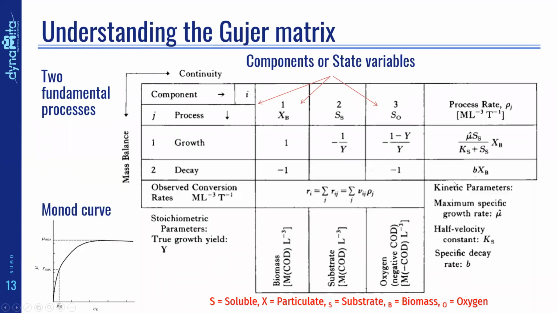So the process rate is defined in this column on the right-hand side. And within each row, you define how the reactions are taking place, or how these state variables are converting from one to the other. Here, two fundamental processes have been included: the growth reaction and the decay reaction. One important thing to keep in mind is if one state variable disappears, the other appears or is oxidized. So overall, there needs to be a mass balance or continuity which needs to be achieved in a Gujer matrix. And this is part of the biokinetic matrix.